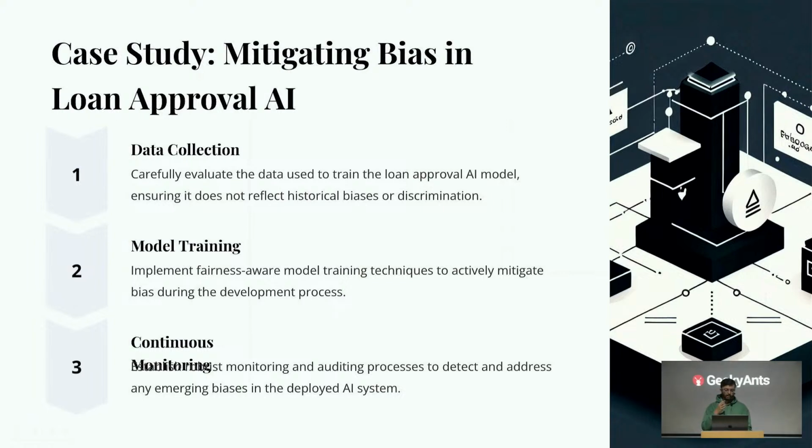And model training is also an active part. So take that fair data and train a model which is more fairness-aware, and also mitigate bias during this development. And also, as was initially mentioned, continuous monitoring is always required.